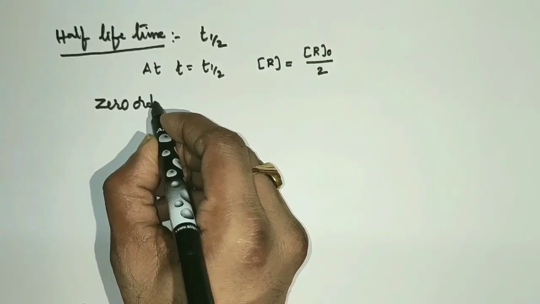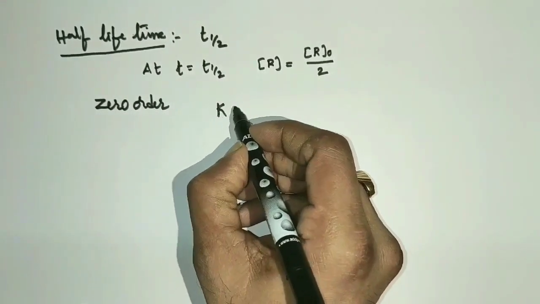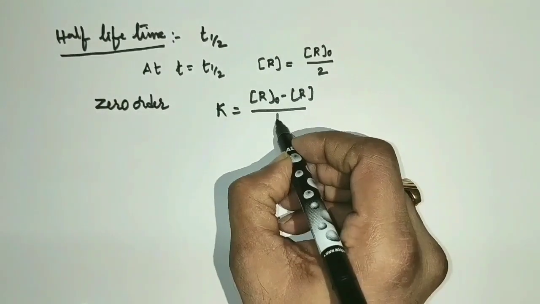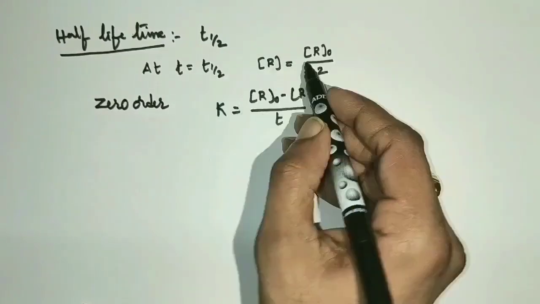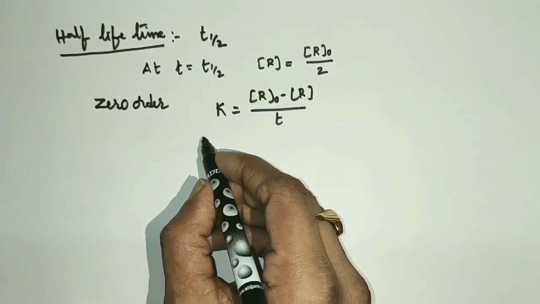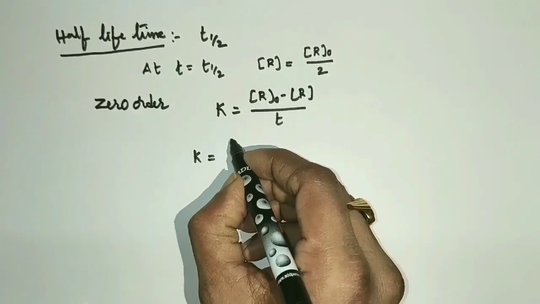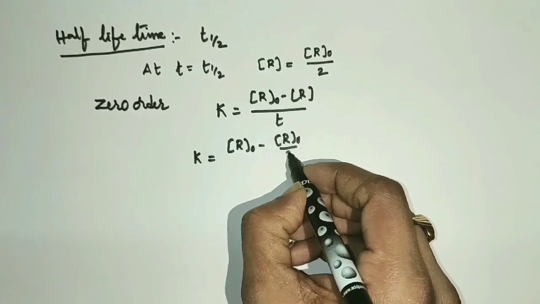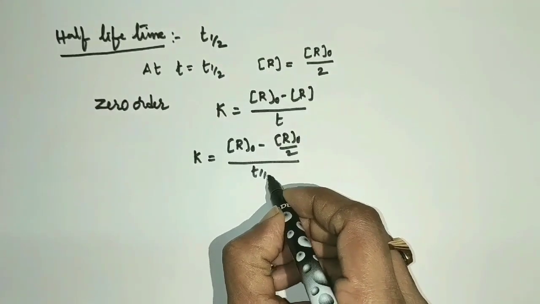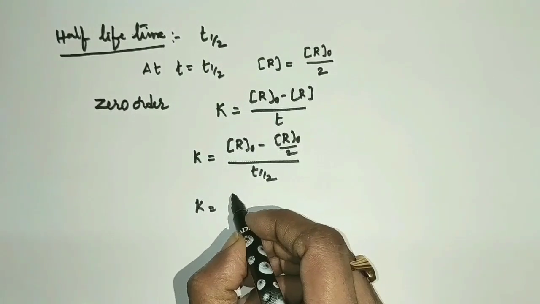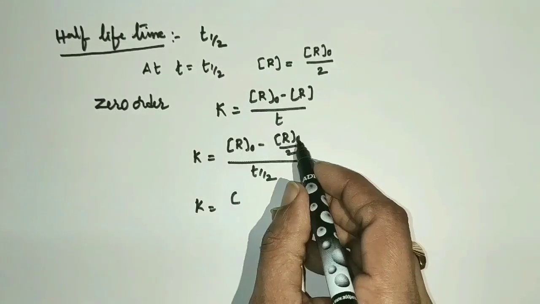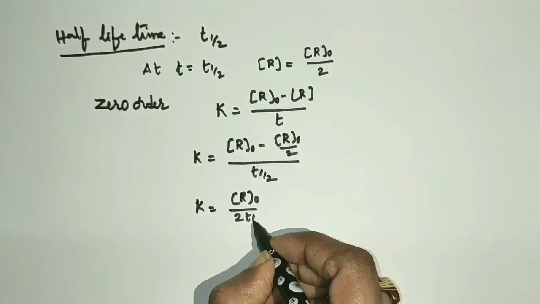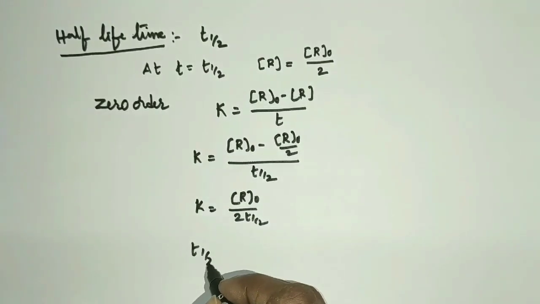And suppose for zero order reaction, if you want to find out half-life time, for zero order reaction we got K equal to R naught minus R by T. Now if we substitute these two conditions in this equation, K equal to R naught minus R naught by 2 by T half. So K will be equal to R naught minus R naught by 2, which is R naught by 2, over T half. So T half is equal to R naught by 2K.